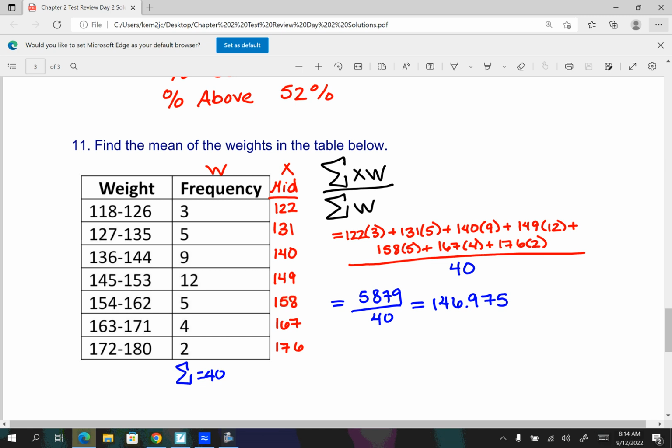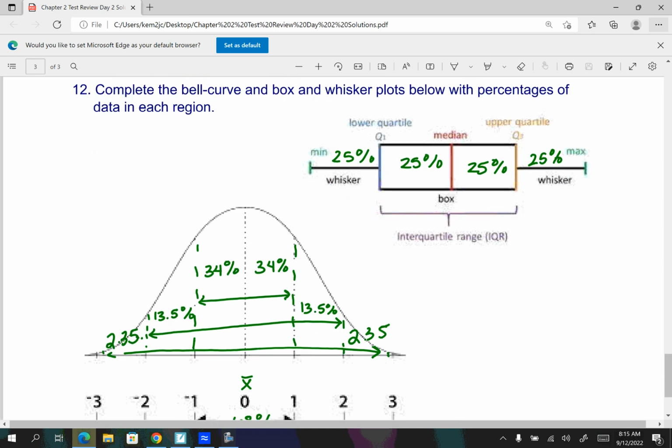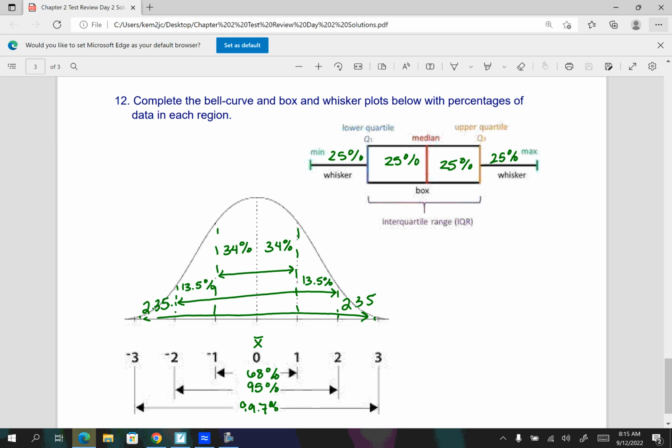Questions on number 11? Okay. And then I think, last but not least, this isn't going to be a problem. This is more just for study purposes, I would say. Just knowing all your percentages. Again, the 68, the 95, the 99.7, those are all going to be on your empirical rule on your formula sheet for you.